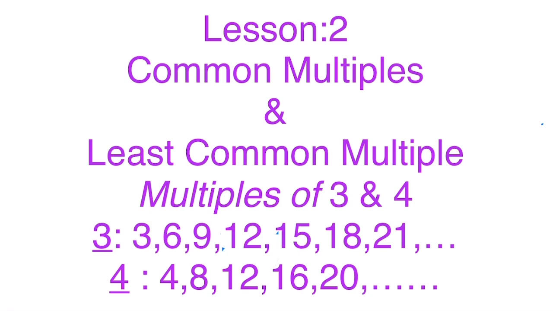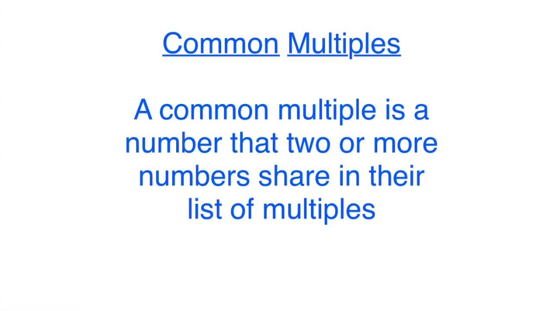Notice that both lists have 12. That means 12 is a common multiple of 3 and 4. Common multiples. A common multiple is a number that two or more numbers share in their list of multiples. Let's see an example.